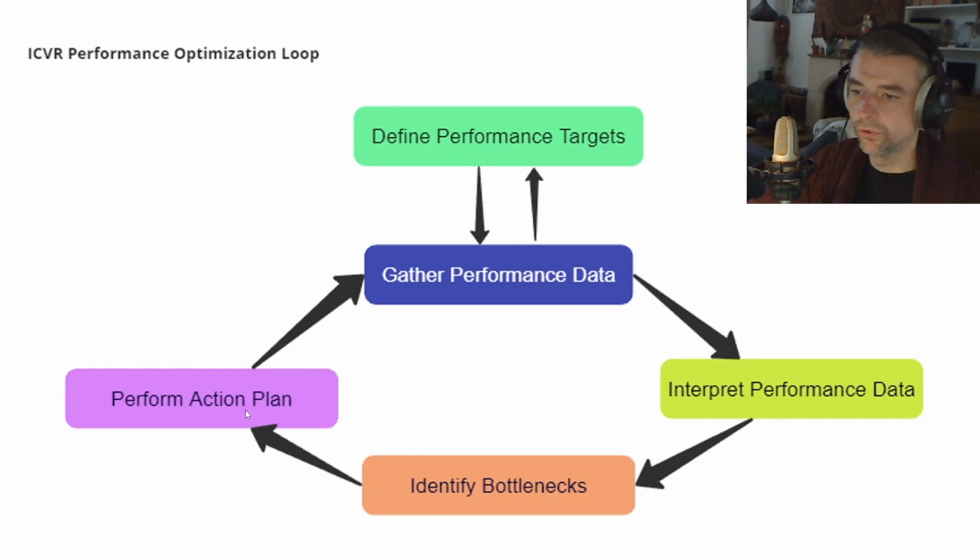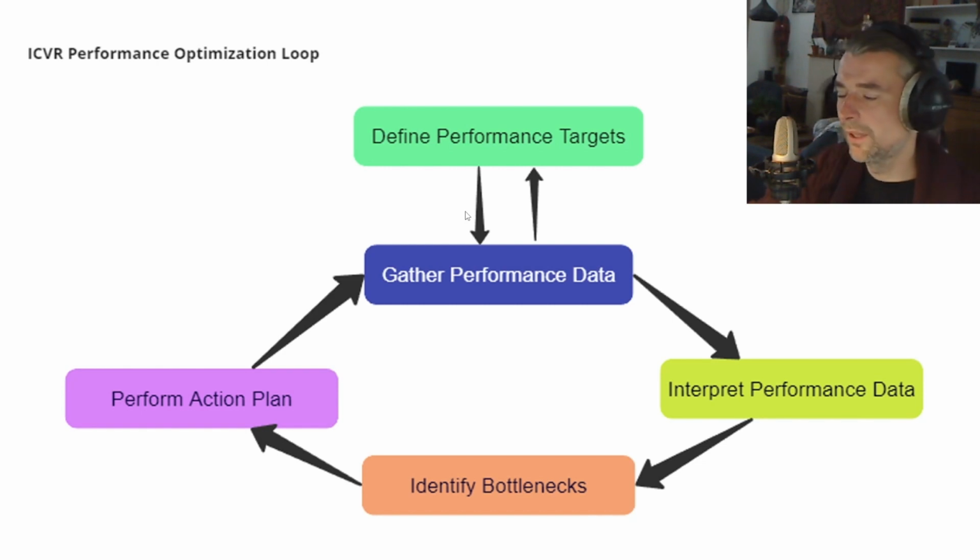Then you should perform some actions to get rid of those bottlenecks. And once you've done that, you should gather the performance data again and check it against your performance targets. If you reach your performance targets, your job is done and you can deploy your experience and share it with other people. However, if you didn't reach your performance targets, you should go through the loop again until you reach your performance targets.